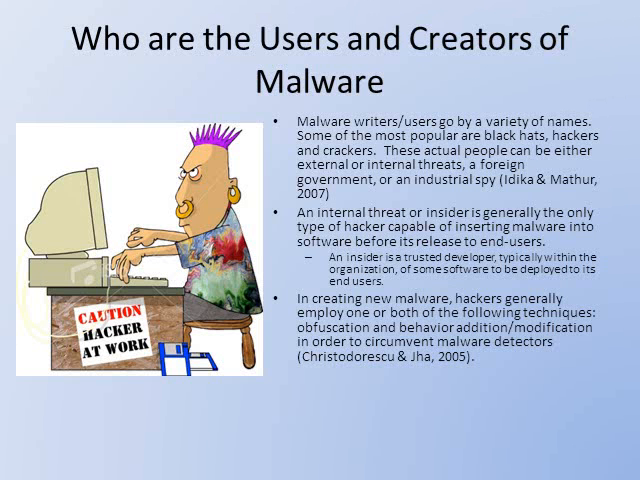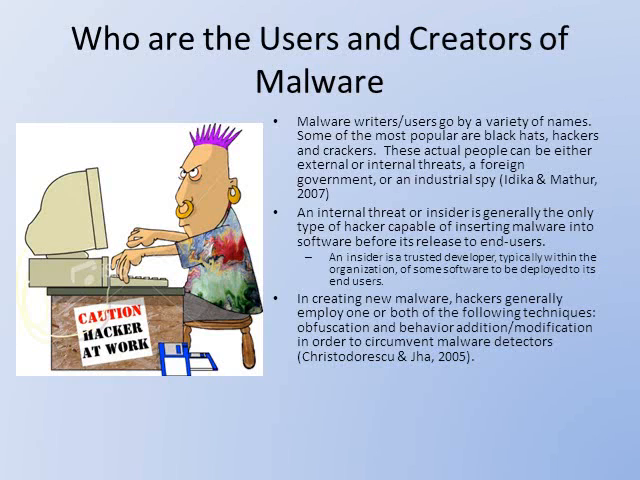Who are the users and creators of malware? Malware writers or users go by a variety of different names. Some of the most popular are black hats, hackers, and crackers. These actual people can be either external or internal threats, a foreign government, or an industrial spy. There are essentially two phases in the life cycle of software during which malware is inserted. These phases are referred to as the pre-release and post-release phases.